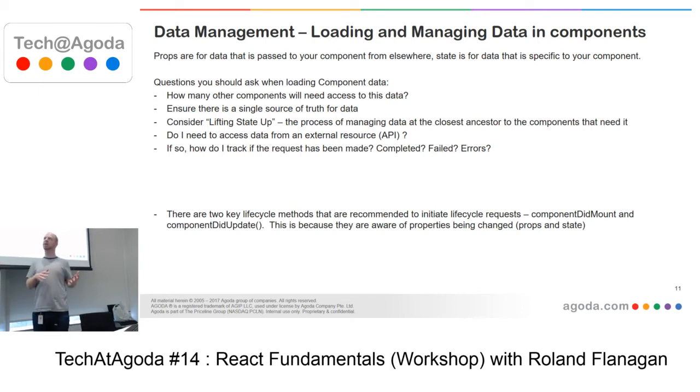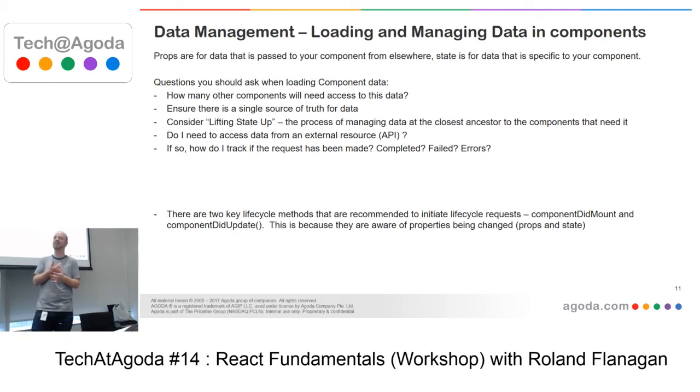So when we want to load data in, and we're building our components, we're going to load data from an API, we should be asking ourselves quite a few questions. We need to ask ourselves a question of reusability. How many other components will need access to this data? If we're going to share data between multiple components, it makes sense to make sure that each of those components is not loading the data independently of the others. So we want to have a single source of truth for our components. And this means we might want to consider lifting the state up, which is where you move all your data storage to the closest ancestor to where your component is using that data.